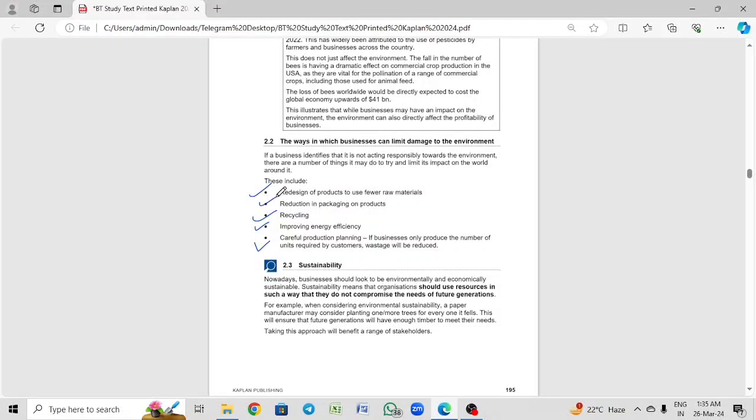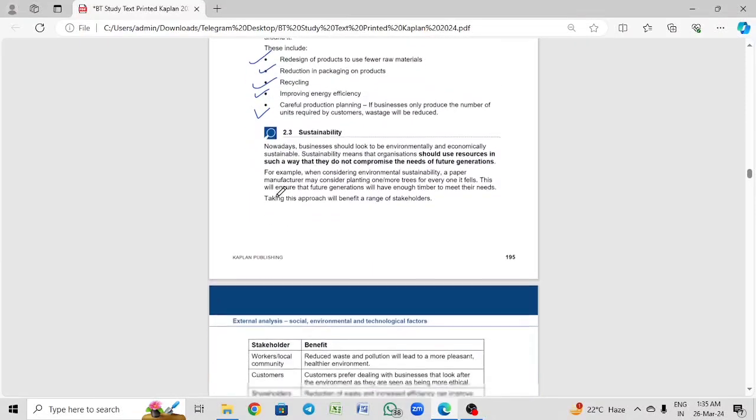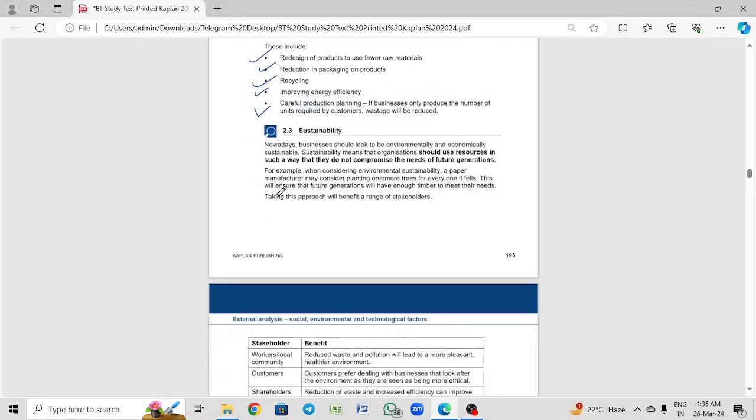Packaging means mostly the packaging comes in plastic packaging, so they can redesign the packaging or reduce the packaging on the product, okay. Then there's a concept of sustainability, okay. What is sustainability? Using the resources in such a way that it does not compromise the needs of the future generation, okay. We all have studied what sustainability is in our previous years of studies, okay.